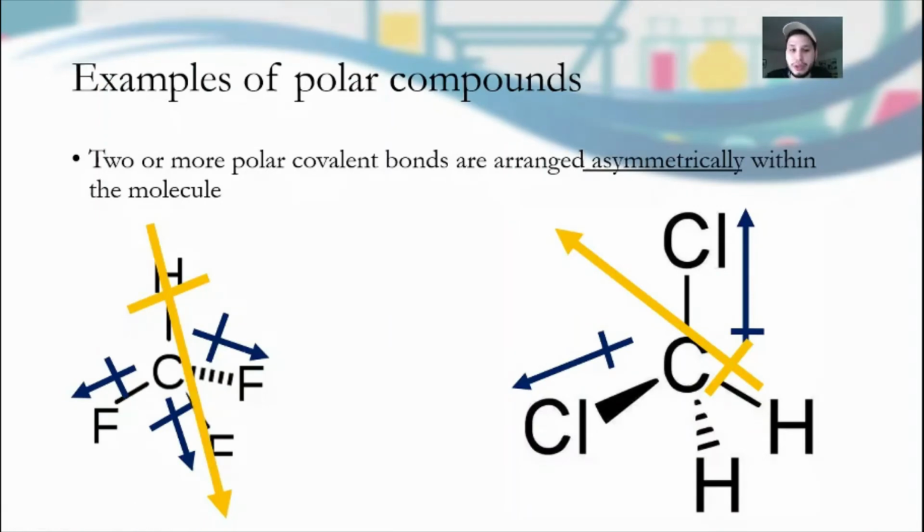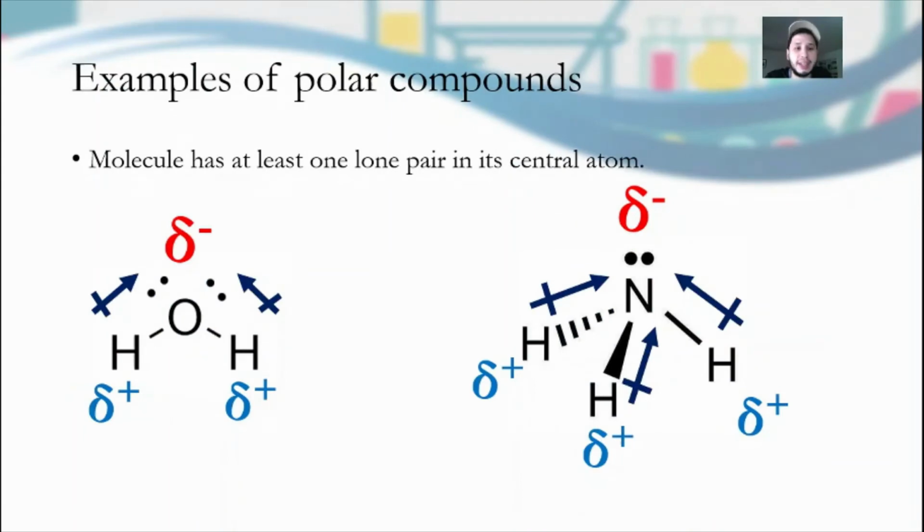It's very asymmetrical looking. And the third example, a molecule has at least one lone pair on its central atom. This molecule has a central atom, which in this case is oxygen, and I have two lone pairs. That automatically tells me that this is a polar molecule. NH3, which is ammonia, has one lone pair. I just need at least one lone pair for this molecule to be polar. And so both of these molecules, because they have a lone pair on the central atom, are polar molecules.